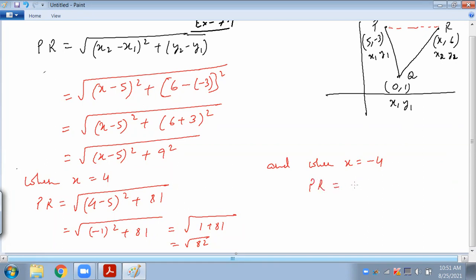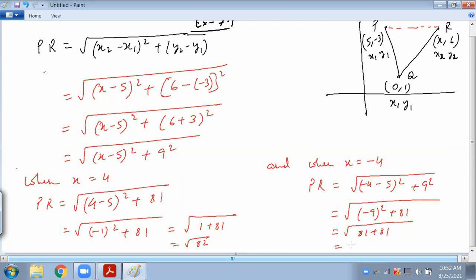And again, when x is minus 4, PR will be equal to, now instead of x, minus 4 minus 5 whole square plus 9 square. Now minus 4 minus 5 is minus 9 square plus 81. Again, minus square is plus, 9 square is 81 plus 81. So 81 plus 81 is 162. If you take the LCM of 162, it'll be 9 root 2.